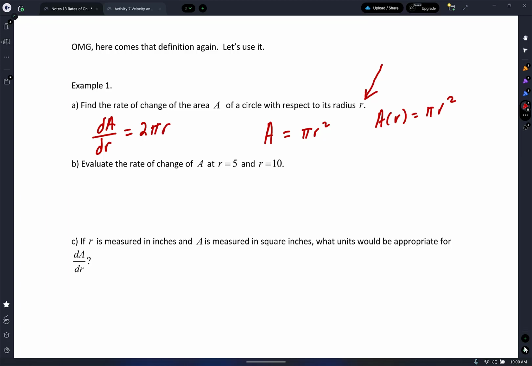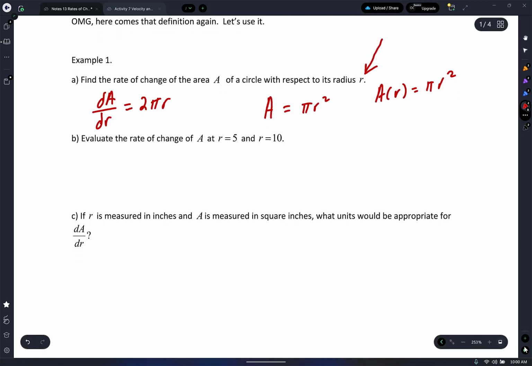And that's it. I guess you can also say dr, but that's it. That makes sense or no? And you're done. That's the derivative. It says, find the rate of change of area of the circle with respect to its radius r. So dA dr is 2 pi r. Done. How do you feel?